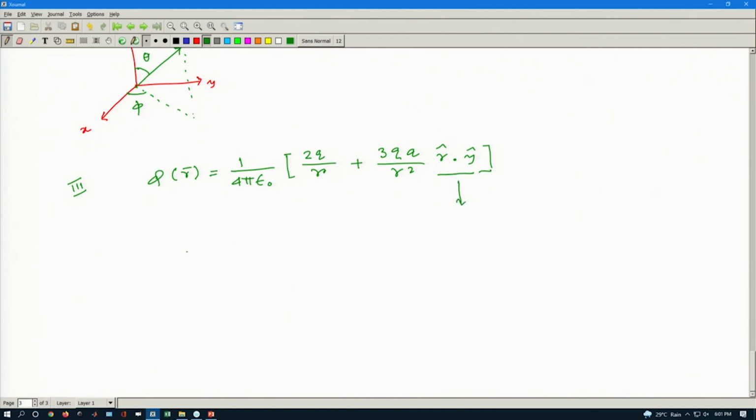So, let me write down the result. 1 by 4 pi epsilon 0, and it should be 2qr plus 3qa divided by r square, and this quantity should be sin theta sin phi. So, that should be roughly the potential.